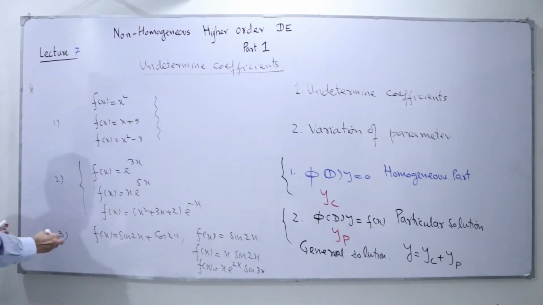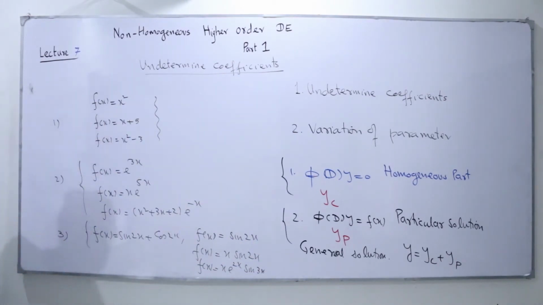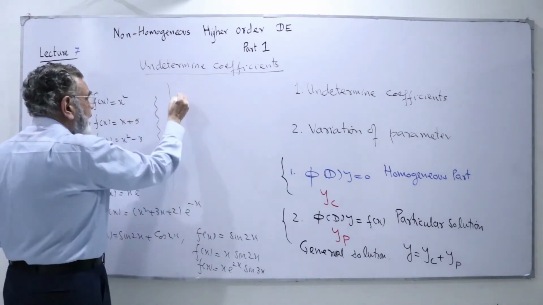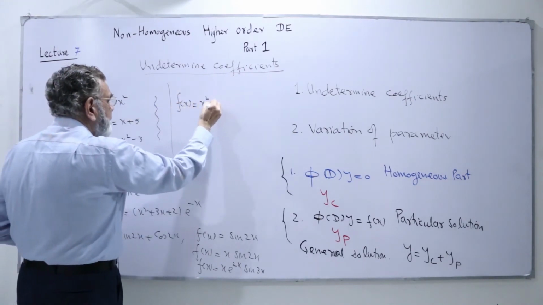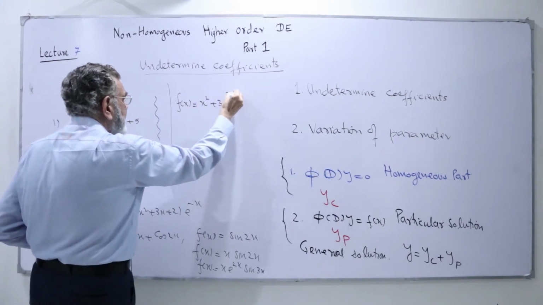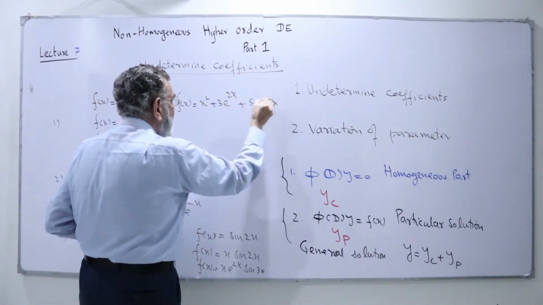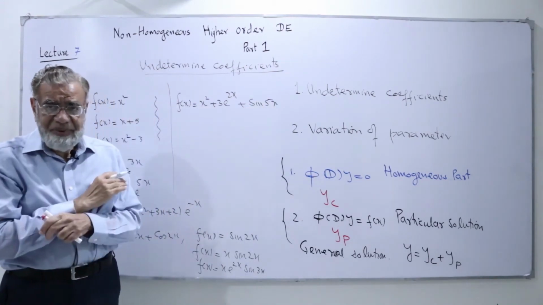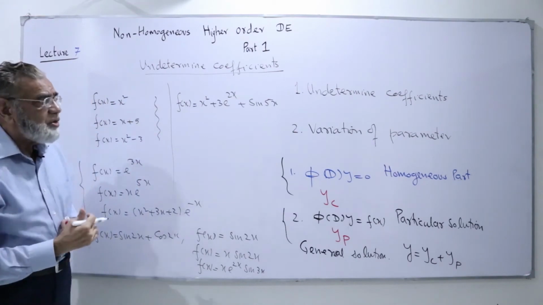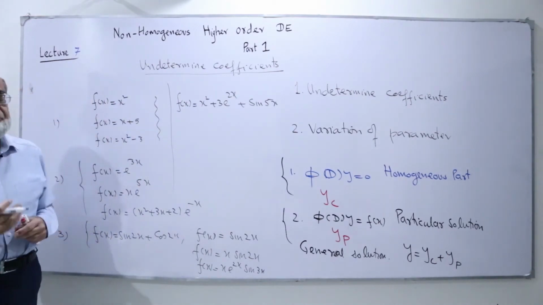We can have here this number 3, but when the function is a sine or cosine function, we can have any combination. I can have f of x equal to x square plus 3 e to power 2x plus sine 5x. So it's a polynomial function, exponential function, and sine cosine function. It can be of any form. So I will tell you that when we have the function in this form, what is our yp?